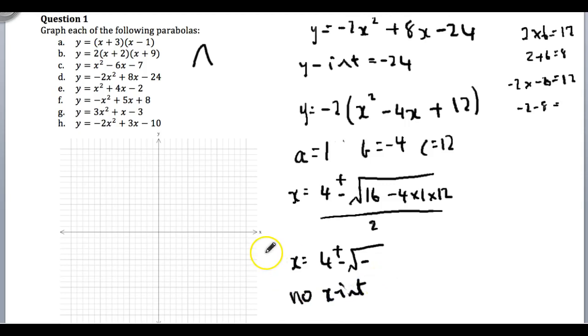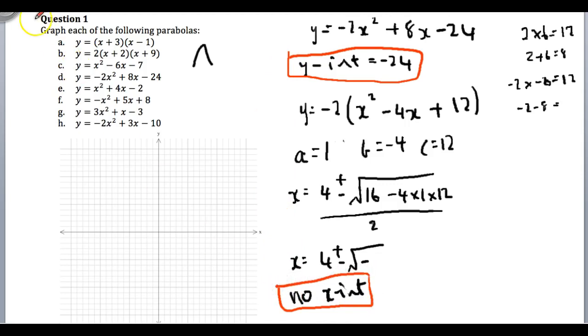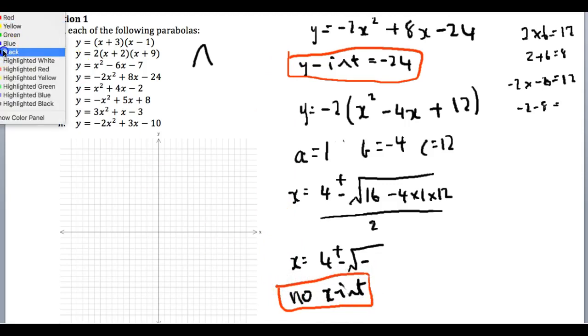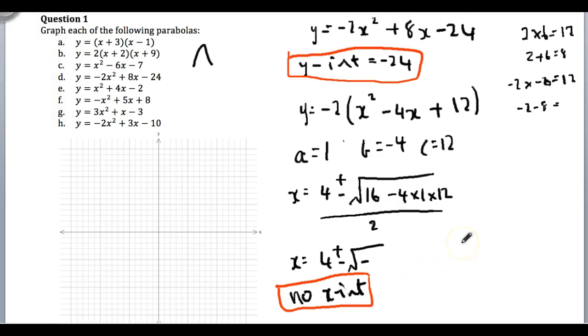So in that situation, let's think about what we can do. We have a y-intercept at -24. Okay, might just put a red box around that. We have no x-intercepts, which is a bit of a bummer. And our turning point. So let's do our turning point now.